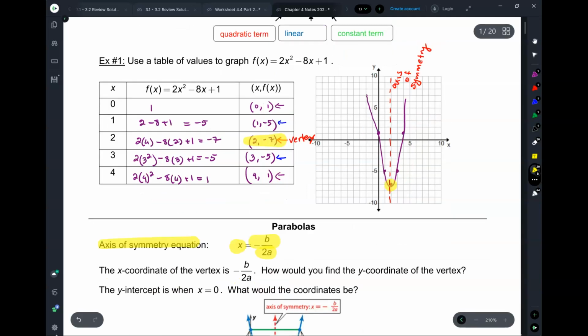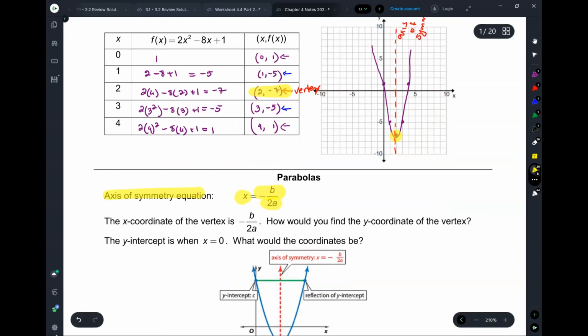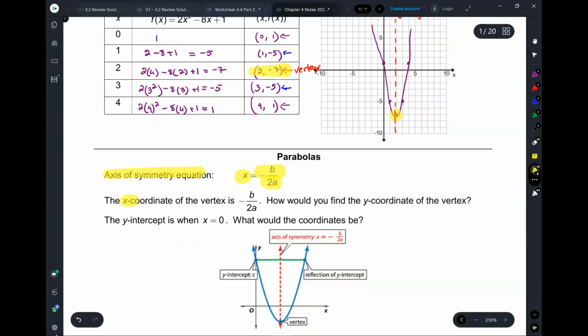Okay. Now, once you find the axis of symmetry, whatever you get for x becomes the x coordinate of the vertex, right? So that's the same number from here. So then how would we find the y coordinate of the vertex? Not flip it.